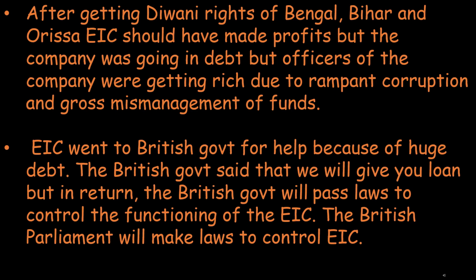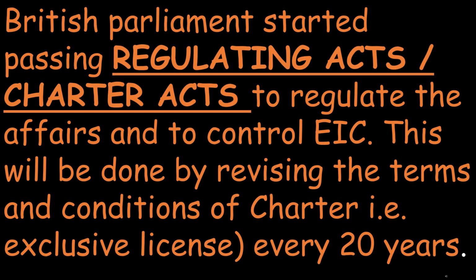The British government said that we will give you a loan, but in return, the British government will pass laws to control the functioning of the EIC. The British Parliament will make laws to control EIC. British Parliament started passing regulating acts or charter acts to regulate the affairs and to control EIC. This will be done by revising the terms and conditions of the charter, i.e., the exclusive license, every 20 years.